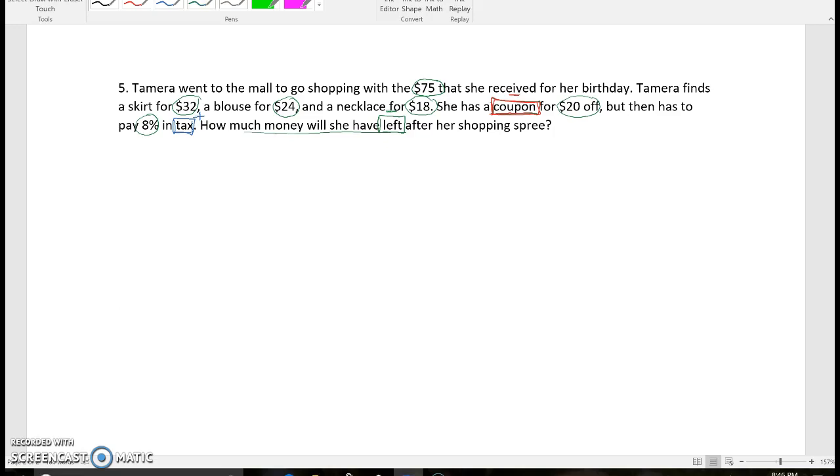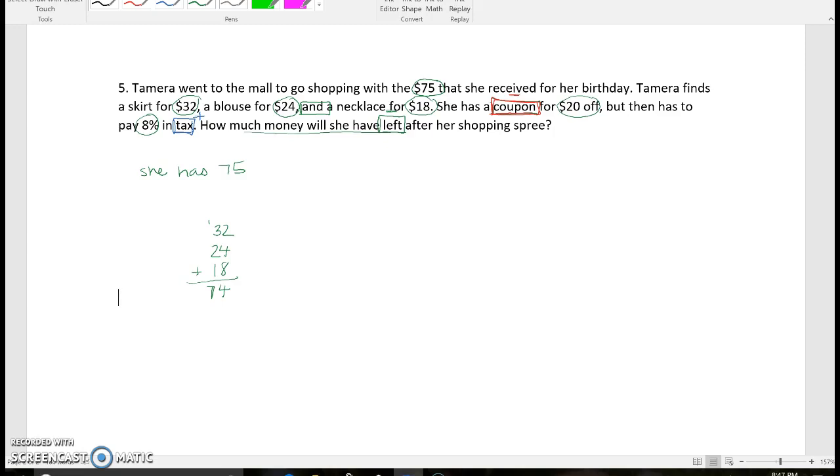Okay, so we have tons of numbers in this problem, and we're not quite sure which ones are important. She goes to the mall with $75. Then she finds a skirt for $32, a blouse for $24, and a necklace for $18. Then she has a coupon. Is she saving money off of one item or all of them? All of them, right? You want to save money on all of them. So we need to find a total first. We're going to add them up. 8 plus 2 is 10, plus 4 is 14, 3, 4, 5, 6, 7. So $74.